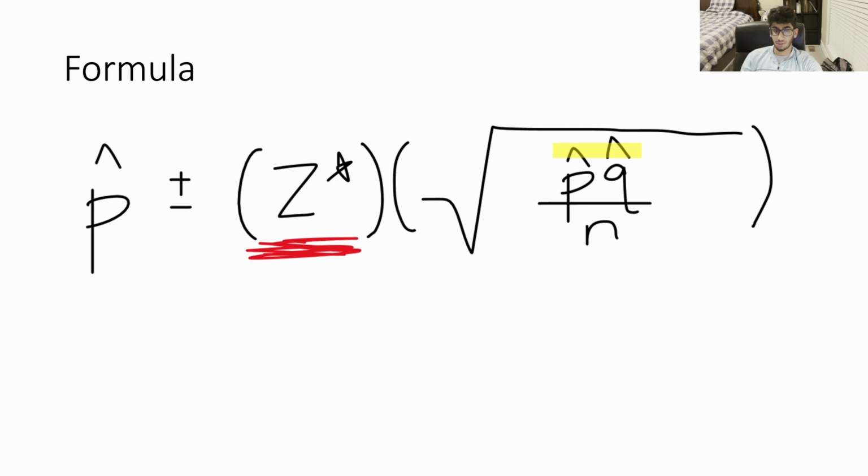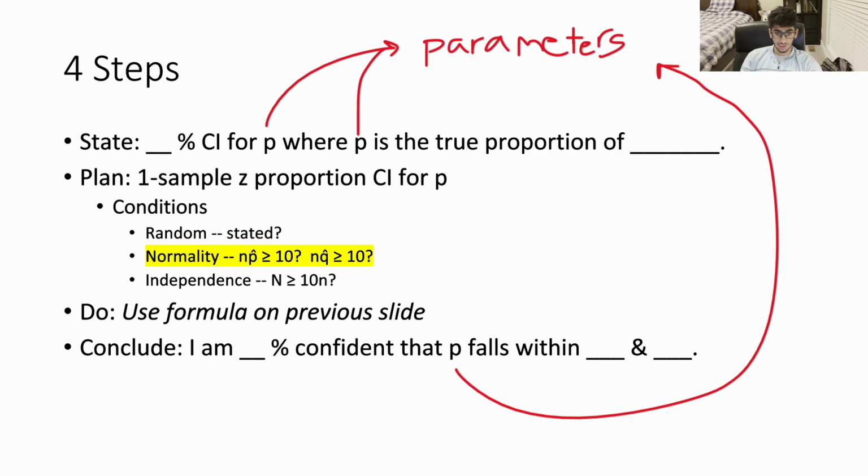All right, proportion. This is the formula for proportion. For proportion, you're always using z, no matter what. And the formula for standard deviation is the square root of p hat q hat over n. All right, so 4 steps.